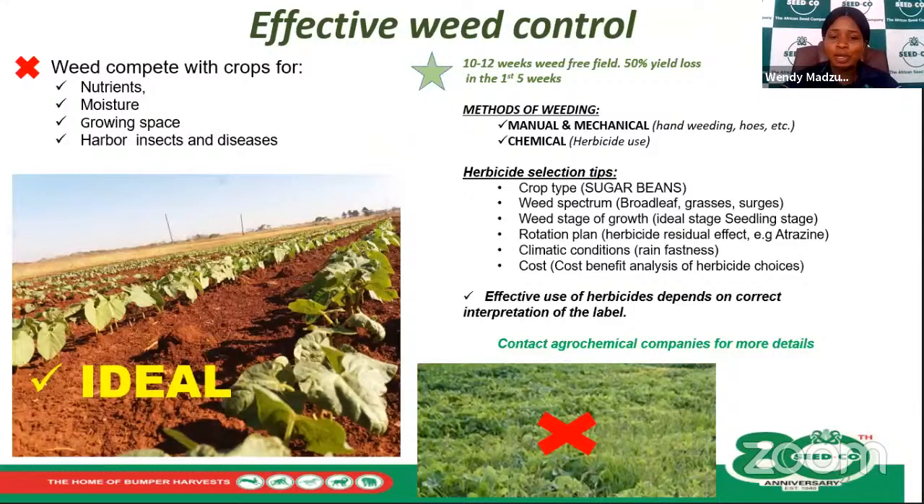Cost is another topical issue. You need to make a cost-benefit analysis before you buy any herbicide, because there is a wide range of products on the market. So you need to choose wisely, guided by cost analysis.